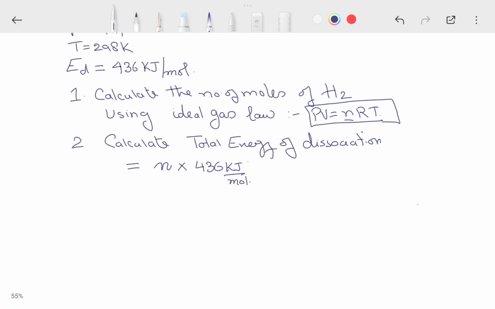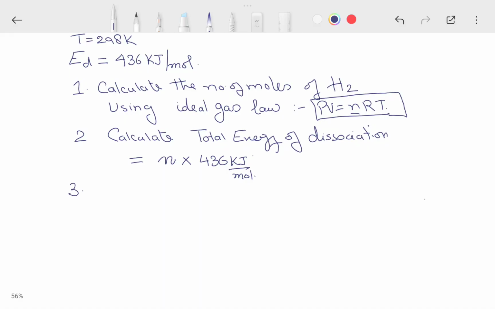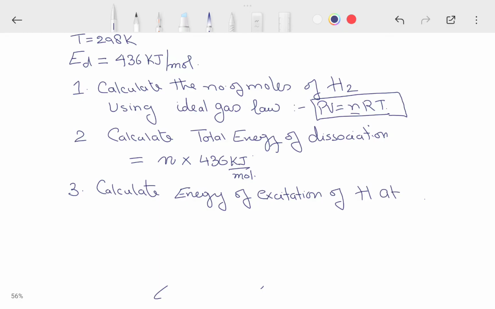In the third step, we will calculate energy of excitation of hydrogen atom by using Rydberg formula, that is E is equal to RH bracket 1 upon square of initial energy level minus 1 upon square of final energy level.